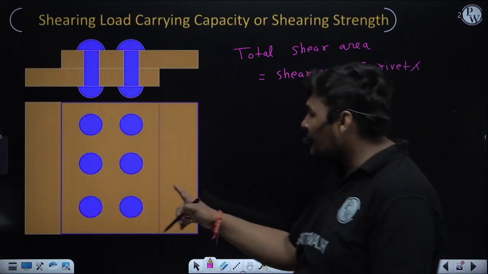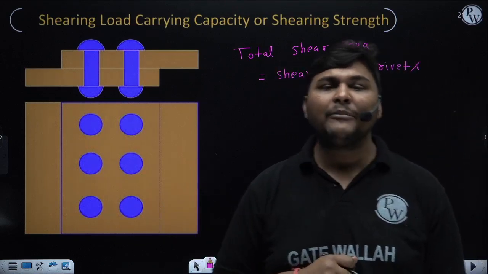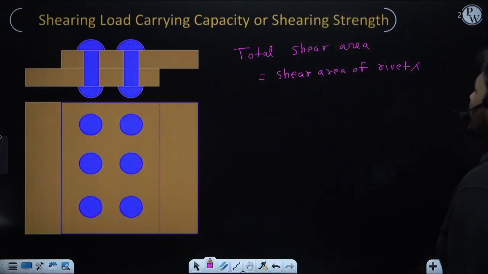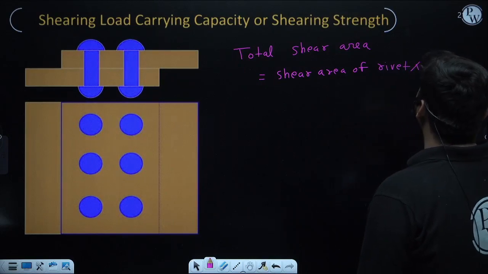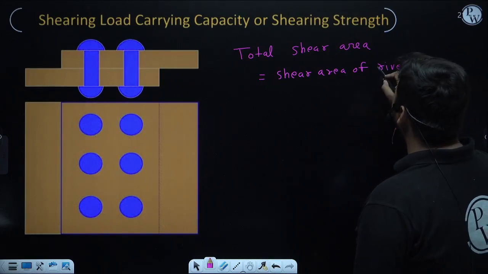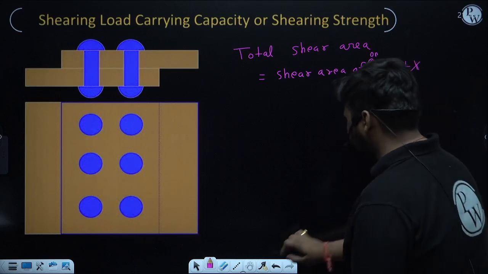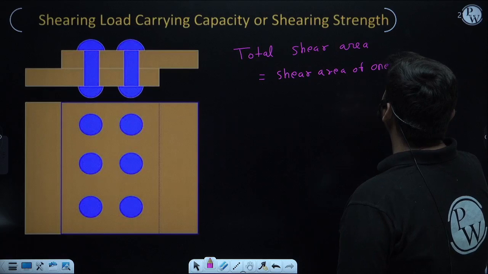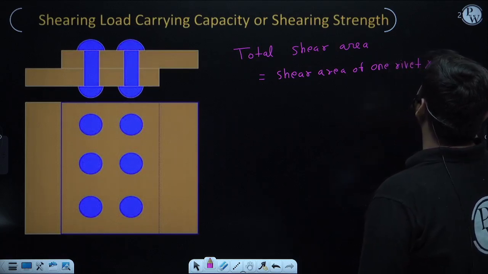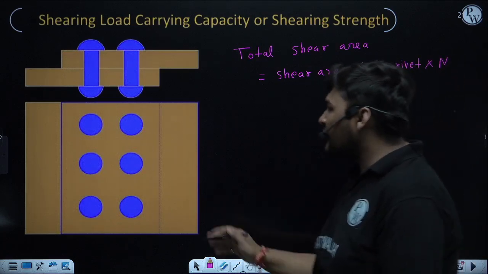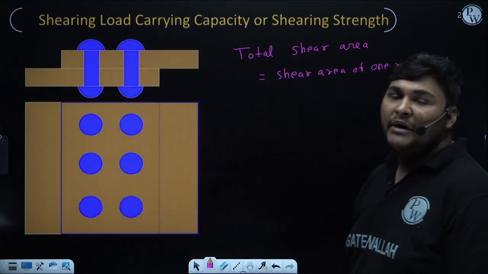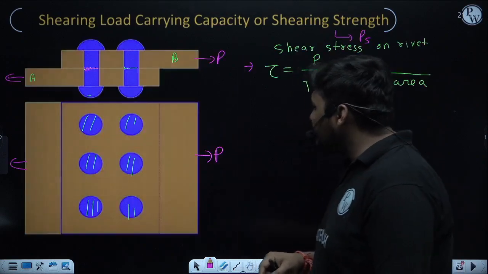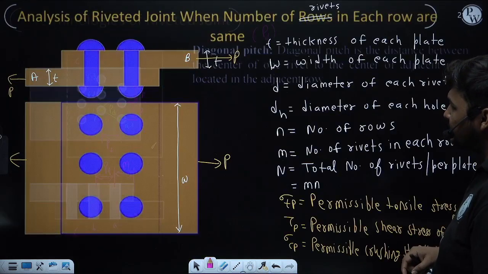Like in this diagram the total number of rivets is 6, but right now I am denoting the total number of rivets per plate as capital N. So can I say total shear area will be shear area of one rivet into number of rivets per plate. Why am I saying per plate? If it is a lap joint, it is very easy. Here a total of 6 rivets are coming. But if it is a butt joint, you have to see the total number of rivets per plate. Because I am taking one diagram of a butt joint.